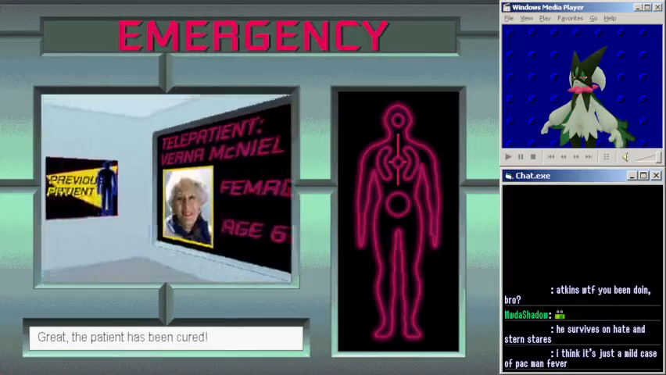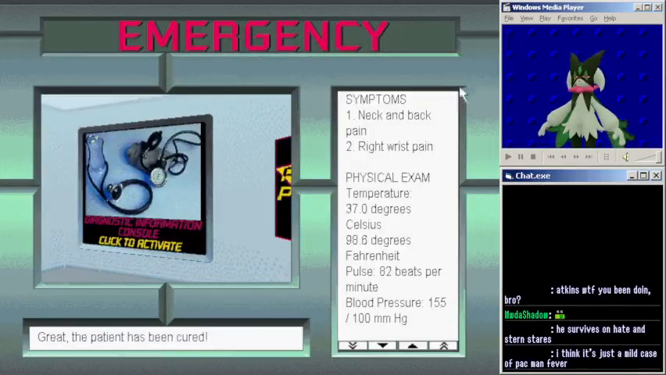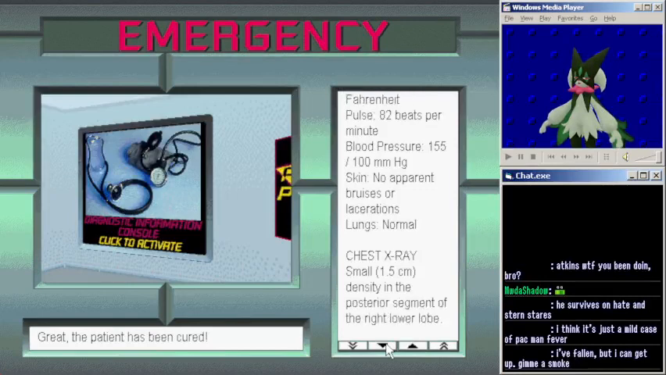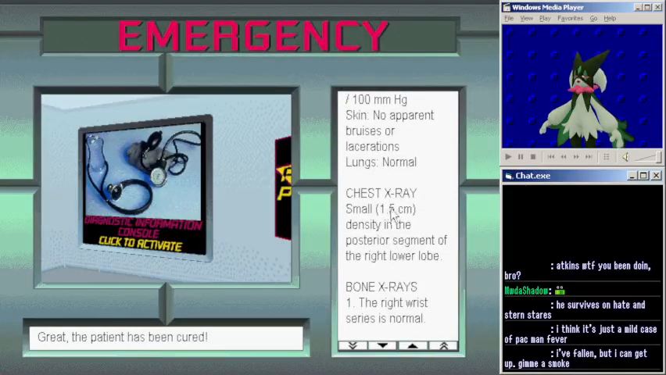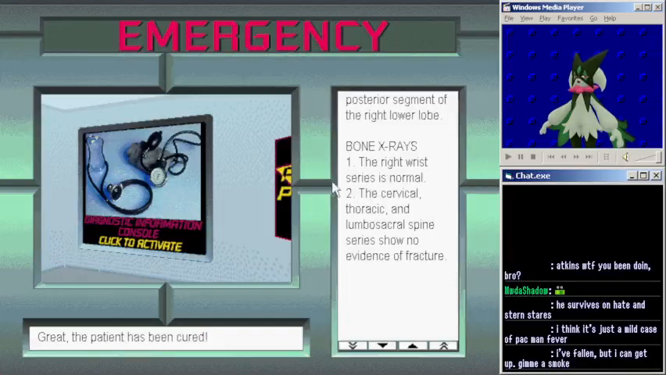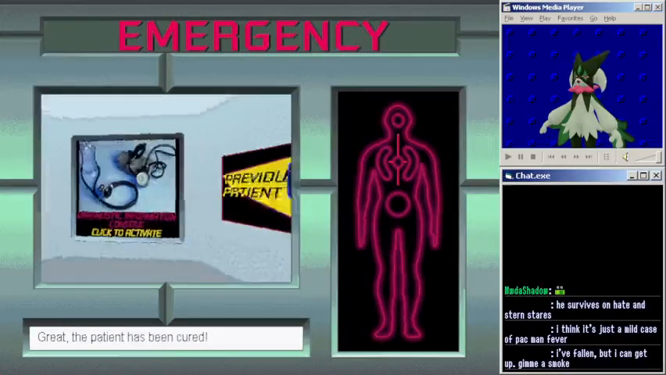Uh-oh. Neck and back pain, right wrist pain. 98.6, perfect temperature. Pulse 82. Give us a look. Chest x-ray. Small, 1.5 centimeter density in the posterior segment of the right lower lobe. Bone x-rays. The right wrist series is normal. The cervical, thoracic, and lumbosacral spine series show no evidence of fracture.